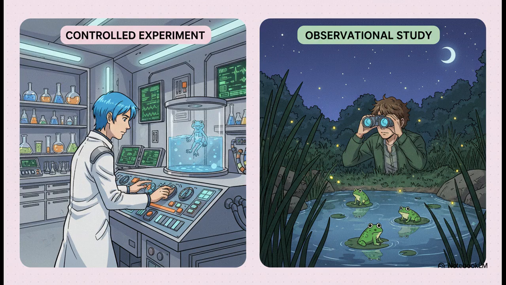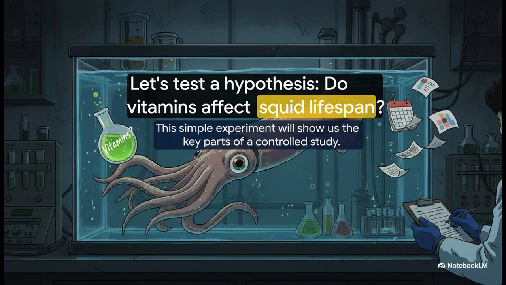This is when scientists study things out in their natural environment, like an astronomer watching a distant star. They just observe, they don't interfere. To really get how a controlled experiment works, let's just design one ourselves. Let's imagine we want to test a hypothesis, that giving vitamins to squid will affect how long they live.